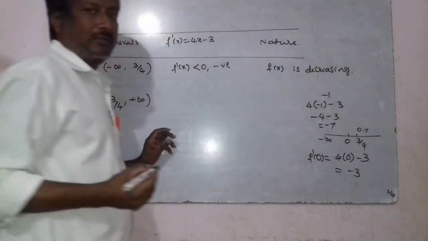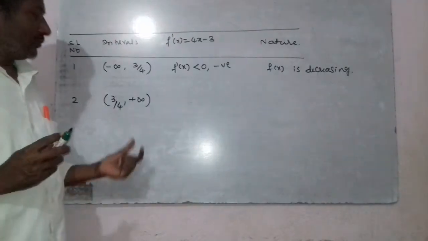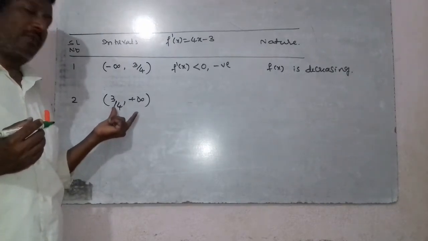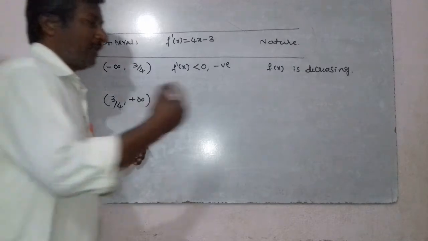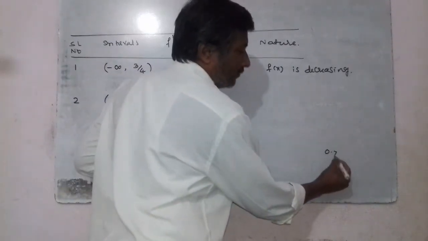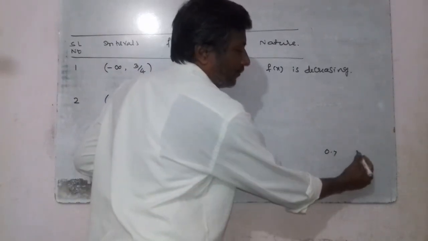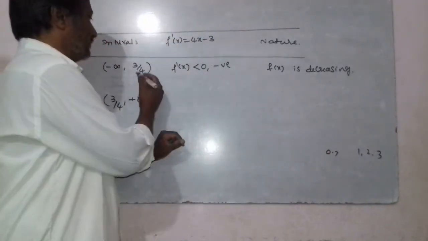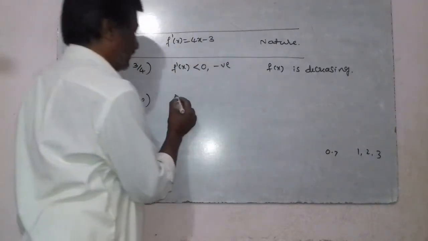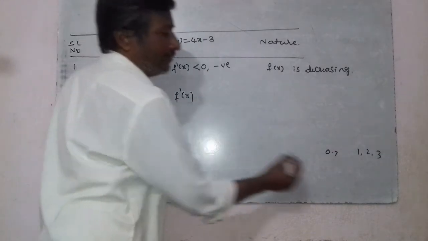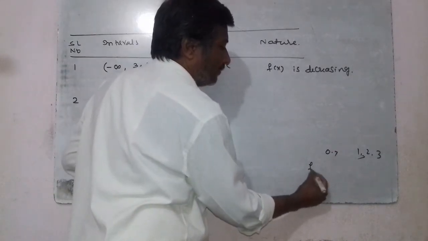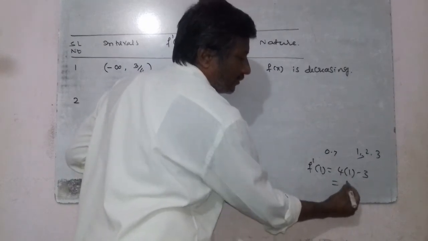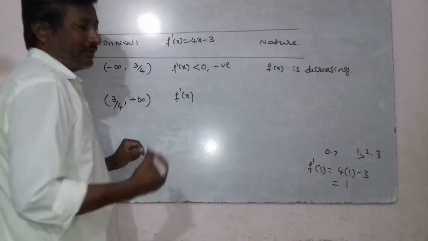f(x) is decreasing. So now we have to check the values that belong to this interval. 3 by 4 is 0.7, so values greater than 3 by 4, 1, 2, 3, for all these values check the f dash x. If I take 1, f dash of 1, 4 into 1 minus 3, this equals 1. So that is greater than 0.